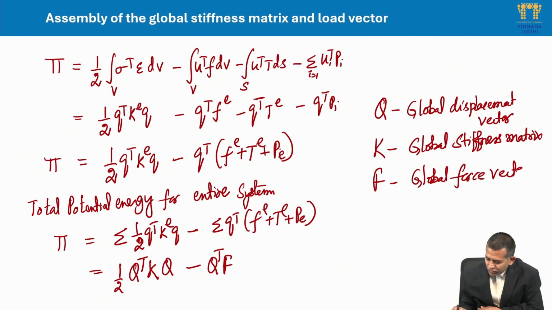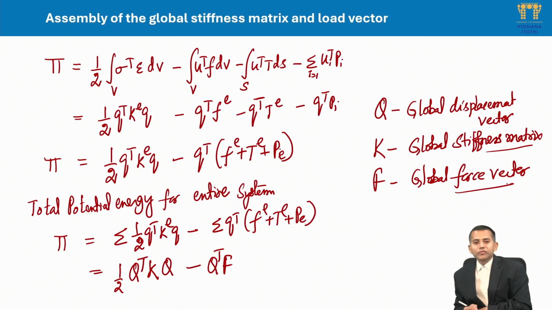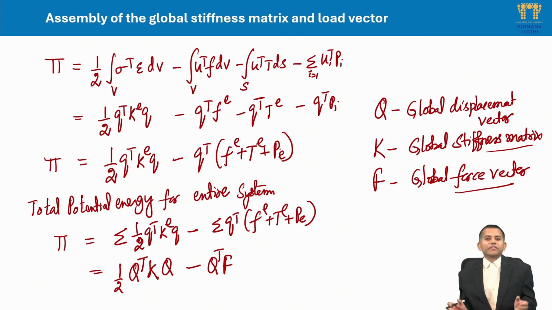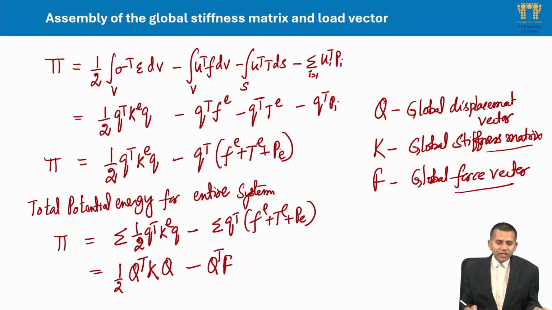It is easy to write, but how do we get this global displacement vector, global stiffness matrix and global force vector? When we have a number of elements, how can we actually combine them? It is not like a direct geometric addition where 1 plus 2 gives 3. There is a procedure by which we can convert the element stiffness matrices into a global stiffness matrix. That we will see now.